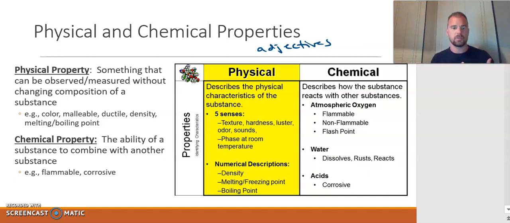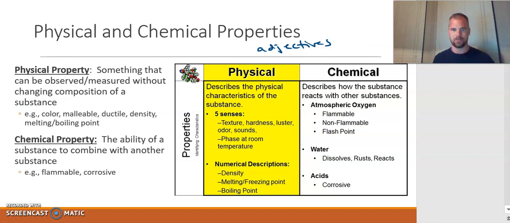Examples: color, density, melting point and boiling point, texture, luster, which is the same thing as shiny. Some that might not be as clear: malleable. Malleable means that you can flatten it into thin sheets. Ductile, you can stretch it into thin wires. So for example, aluminum is malleable. Copper is ductile. These are all ways that I can describe matter, and I don't have to have a chemical reaction take place in order for that to be seen.